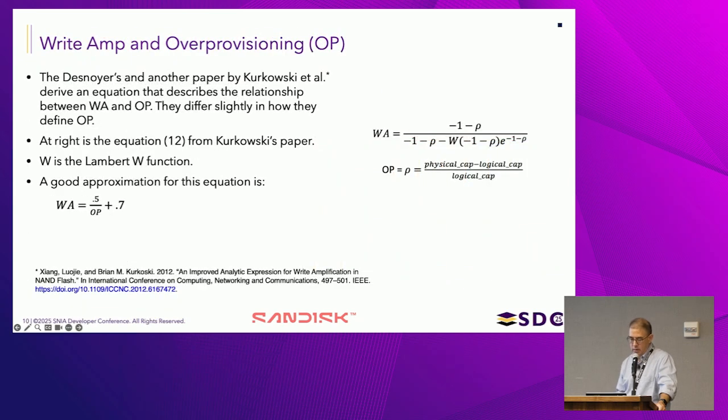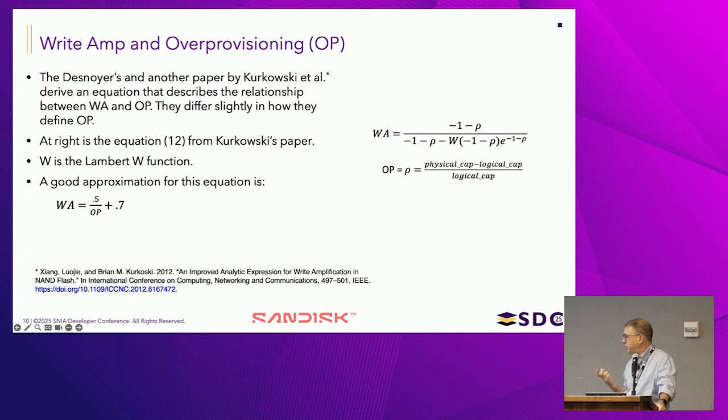I mentioned before that the last thing we need is to understand the relationship between overprovisioning and write amp. And that was what was published in Desnoyers' paper. There was another paper published, I believe, the same year by another researcher. His name is Krakowski. That also gave a formula that described the relationship between OP and write amp. And I show this equation here on the right-hand side.